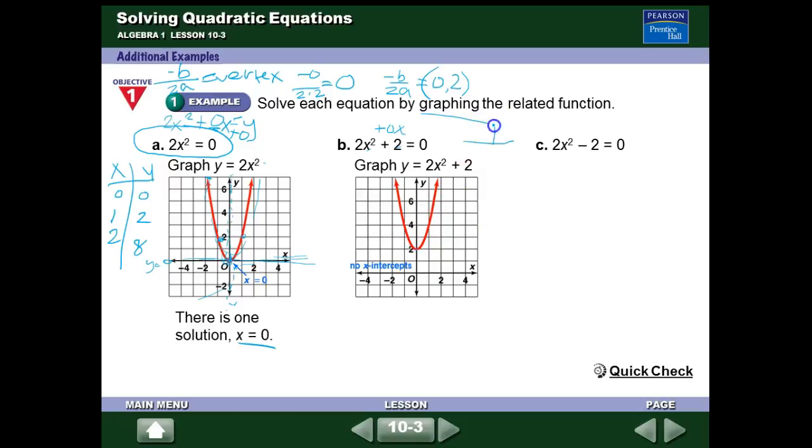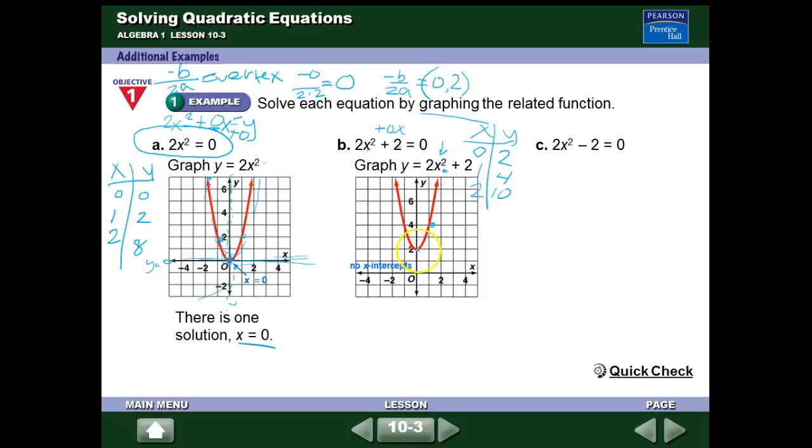So create my table. I know 0, 2, so let's try 1. Plug in 1 for your x. 1 squared is 1, 2 times 1 is 2, 2 plus 2 is 4. So I have 1, 4 as another point. My next one, let's go 2. 2 squared is 4, 4 times 2 is 8, 8 plus 2 is 10. So 2 and then 10 is about here.